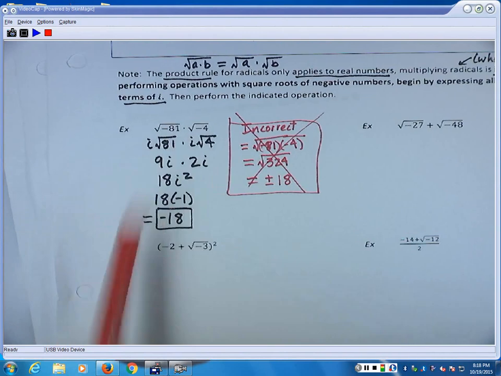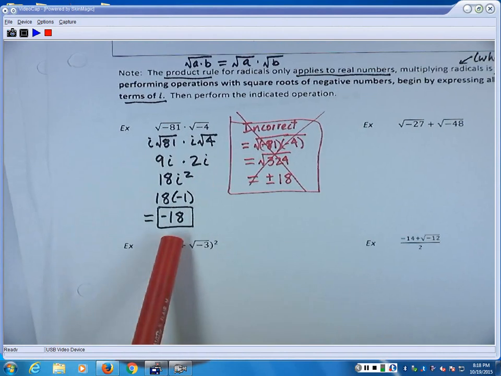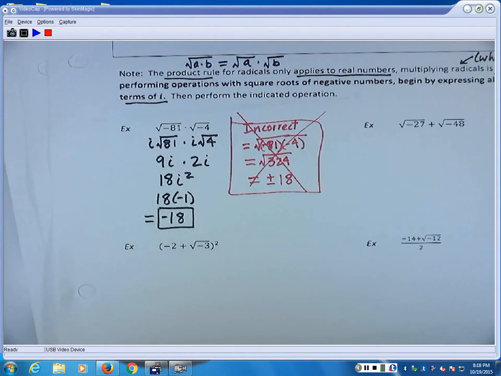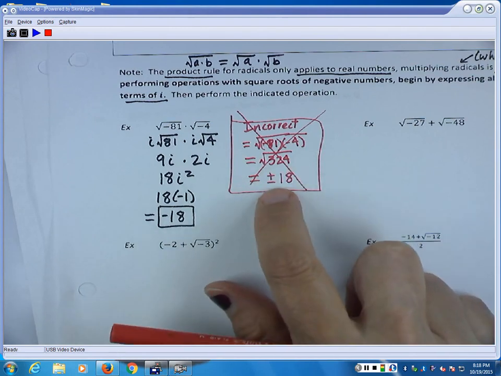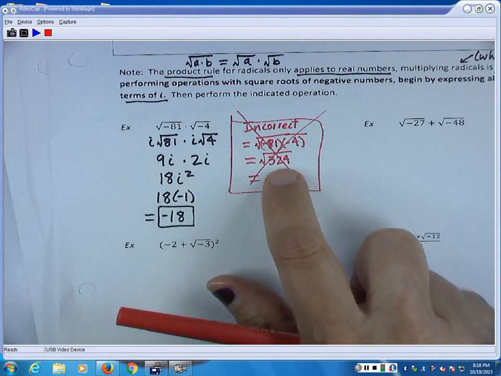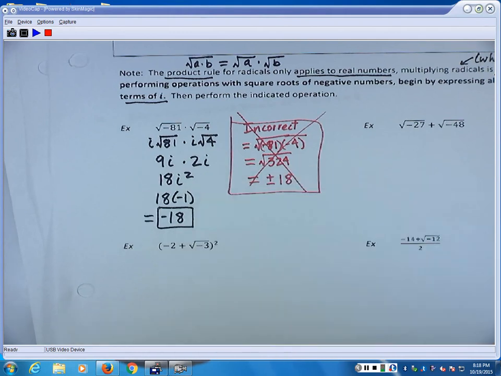The answer to this is just negative 18, not plus or minus 18. So it only has one answer. It's very similar, but because we got a positive square root under the radical here, we had to say, well, we could take negative 18 and square it and get 324, and we could take positive 18 and square it and get 324.